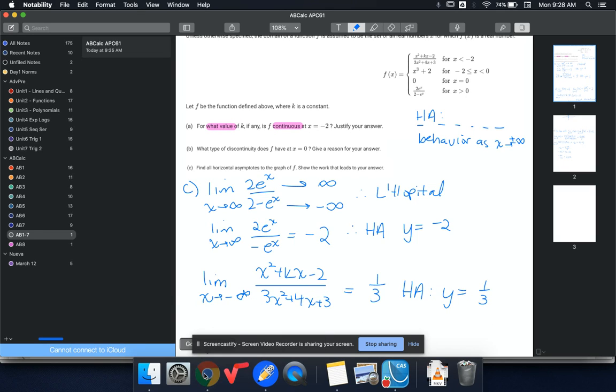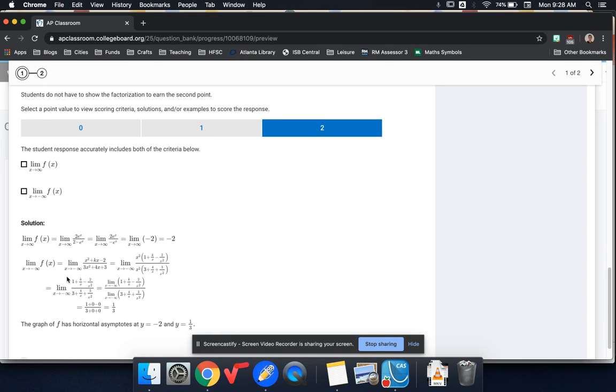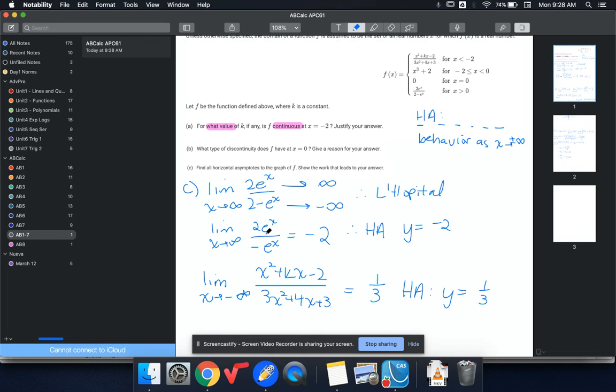If I go and look at the scoring guide, you can see that they actually did more work. They factored out an x squared and then said those x squareds would cancel. And then they took the limit as x goes to infinity. Well, as x goes to infinity, this is going to be 0, 0, 0, 0. So you're left with just 1/3. But notice they say here, students do not have to show the factorization to earn that second point. So if you can recognize that this is just a rational function that has same power top and bottom, then you can know straight away that its limit is going to be 1/3.